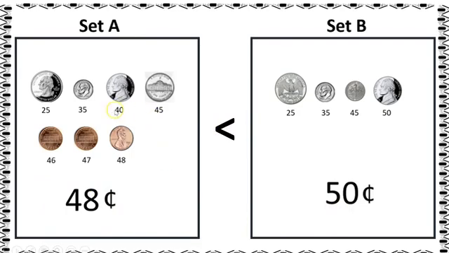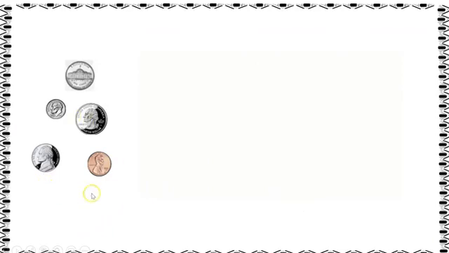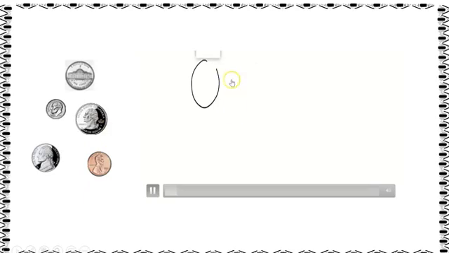Now, in this example, they were already lined up for us from the greatest value to the least value. In this example, they are not. I'm going to show you what you should do on your paper or on a whiteboard before you answer your question. So I see I have 1 quarter, so I'm going to draw a circle. And because it's worth 25 cents, I'm going to put a 25 in that circle.